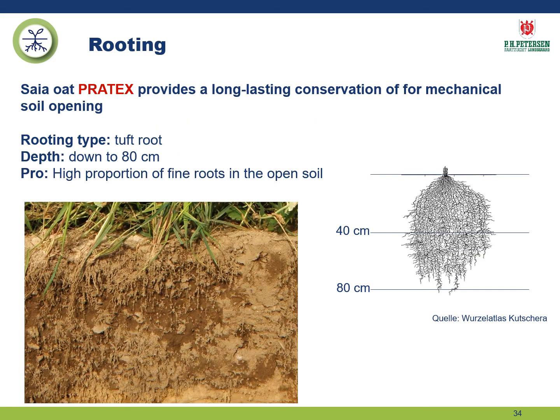The rooting of Sire oat, here we have Pratex, provides a long-lasting conservation of the mechanical opening of the soil. The rooting type is a tuft root and the rooting depth is down to 80 centimeters. The high proportion of fine roots helps to open the soil.